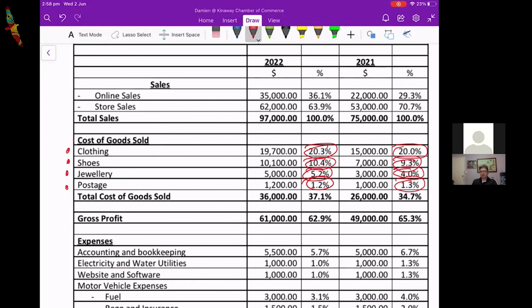So we'll just continue. We'll keep on going to the total cost of goods sold. So our total cost of goods sold has gone from 34.7% in 2021 to 37.1%. So in aggregate, for all our total cost of goods sold, it has actually increased by, what's that?